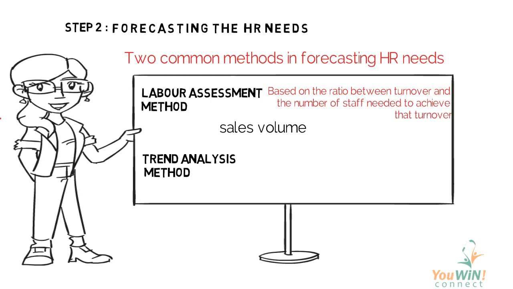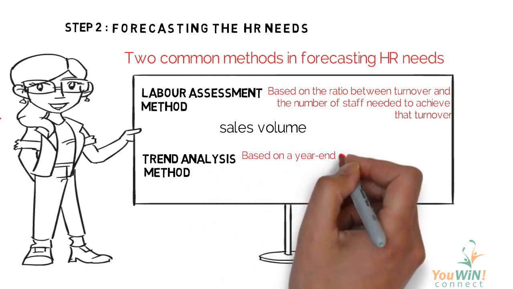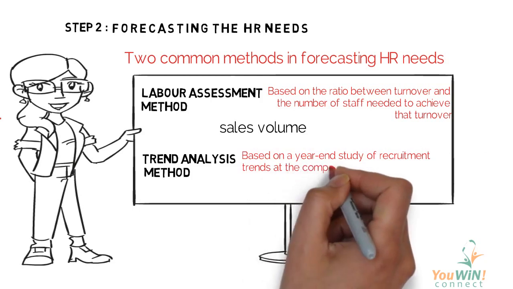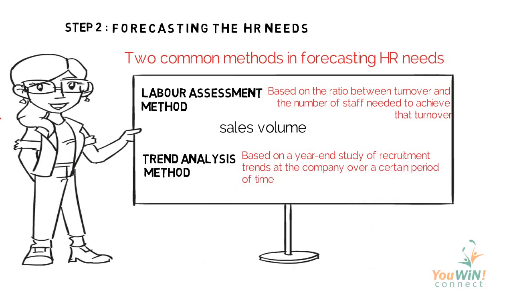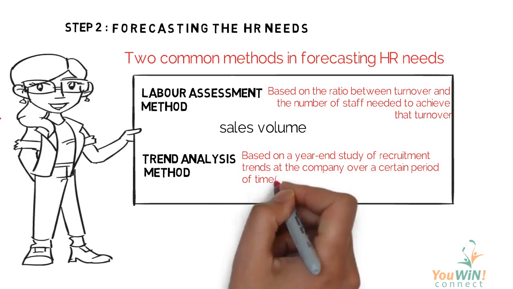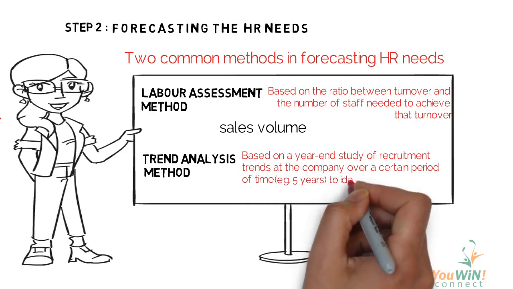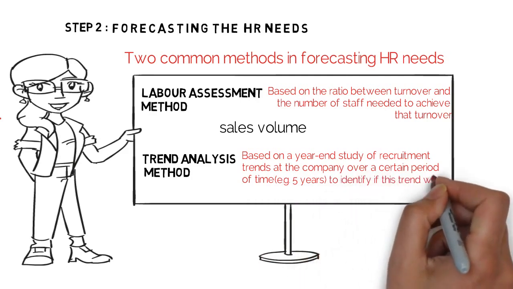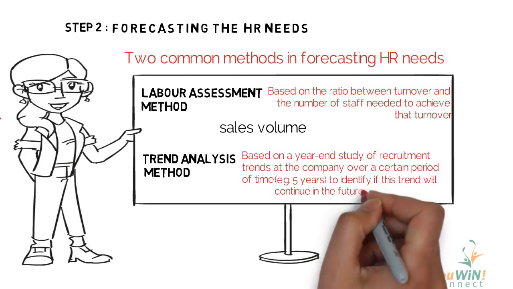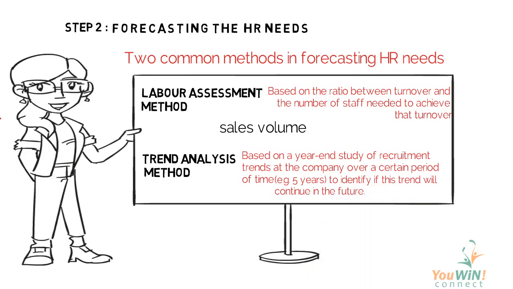The trend analysis method, on the other hand, is based on a year-end study of recruitment trends at the company over a certain period of time. So for instance, as a small business owner, maybe you only started your company about 3 years ago or 5 years ago. So you look at the trend to identify if this trend is likely to continue in the future. These are the 2 common methods that are used in forecasting HR needs.